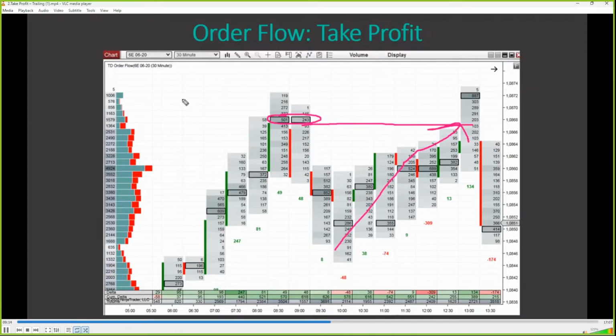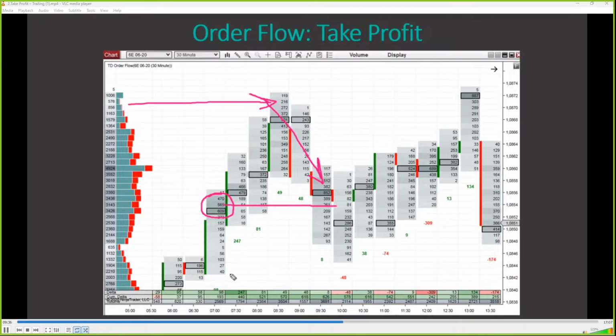By the way, if you are short from this area, now let me draw it again so it's clearer. If you are short from this area, then the ideal take profit would be in here. This volume cluster, one tick above the high volume node preferably. So in here, right? And one more example on this picture.